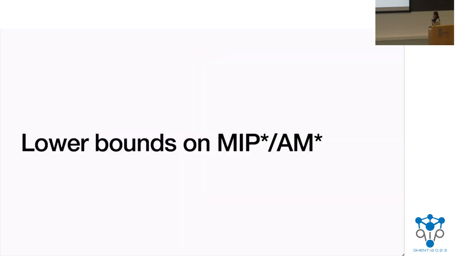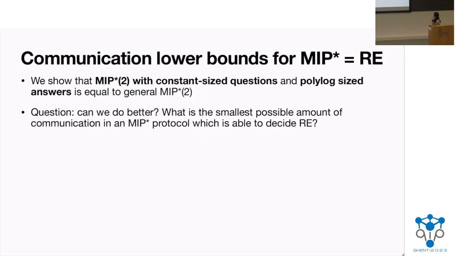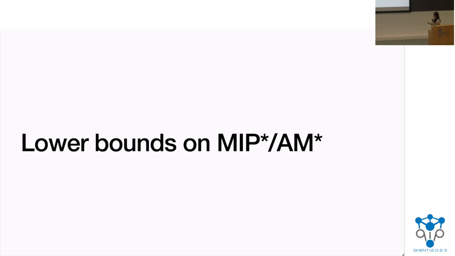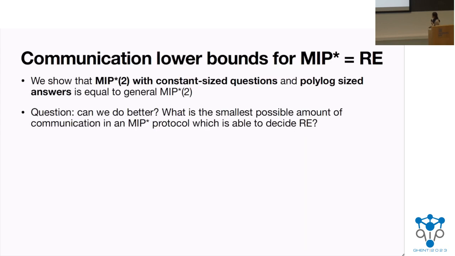Okay. So the last set of results is some lower bounds on MIP star 2 and AM star 2, which are equal. So we showed that MIP star 2 with constant size questions and polylog sized answers is equal to general MIP star 2. So the question, maybe a natural one, is, can we do better?